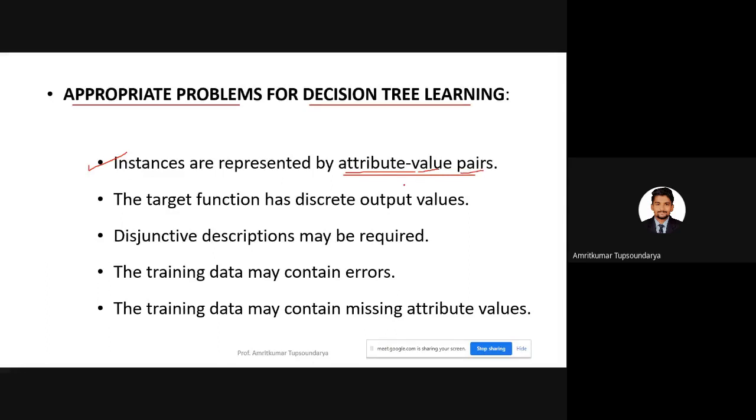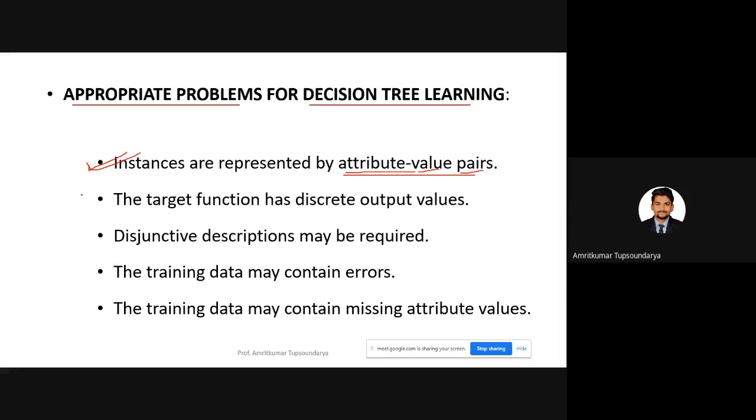So for all the attributes, there should be a value. If we are defining an attribute, we should define a value for it. So it's a pair. We should represent that particular instance in the form of attribute value pairs. If we have these characteristics, we can put that kind of problem into decision tree learning.